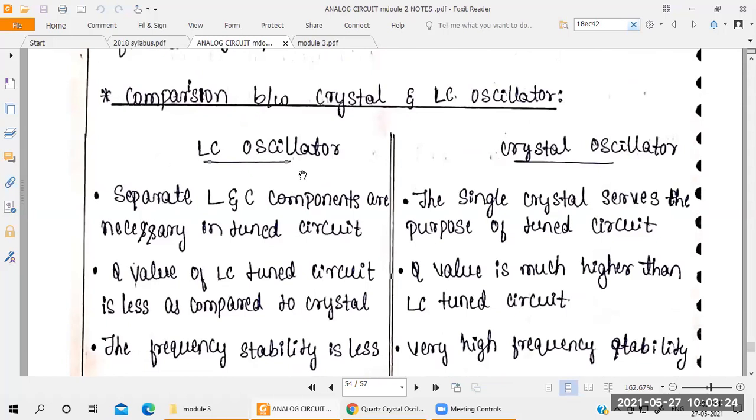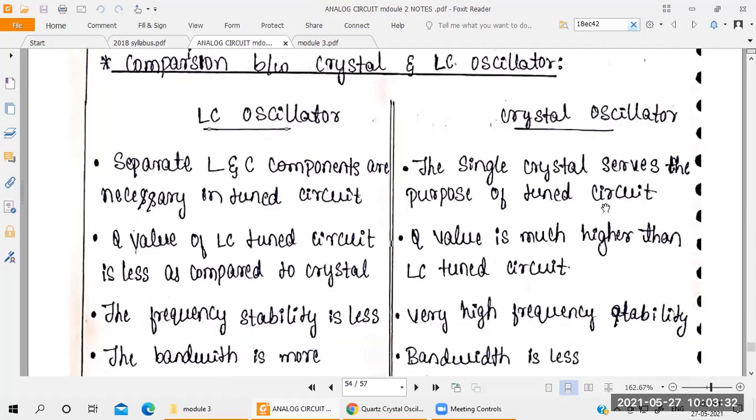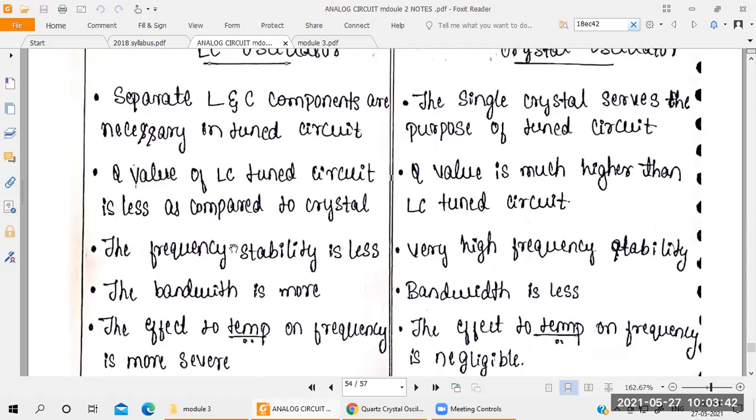We want to tune the inductance and capacitance here. In crystal, there is no tuning. Then quality of the frequency is very less in the LC oscillator. Here, quality of the frequency is very more in the crystal oscillator. Next, stability is very less in the LC oscillator, and third one, crystal stability is more here.